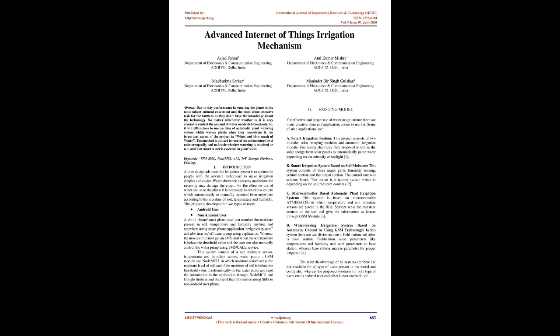B. Smart irrigation system based on soil moisture. This system consists of three major parts: humidity sensing, the control section, and the output section. The control unit is an Arduino board. The output is the irrigation system, which depends on the soil moisture contents.